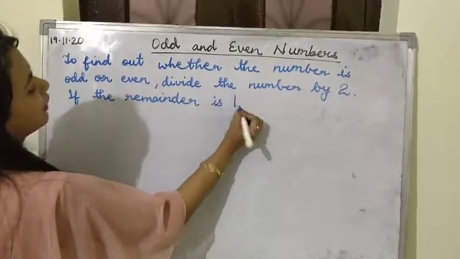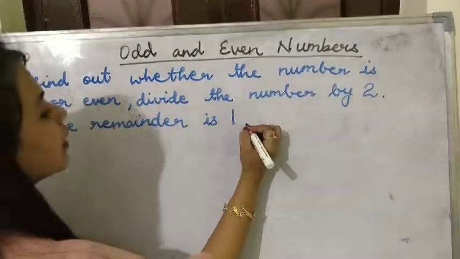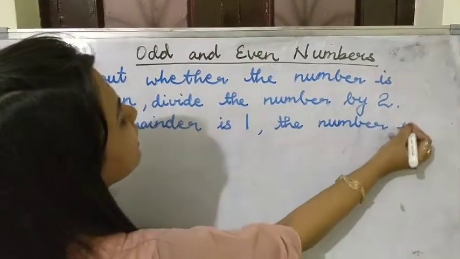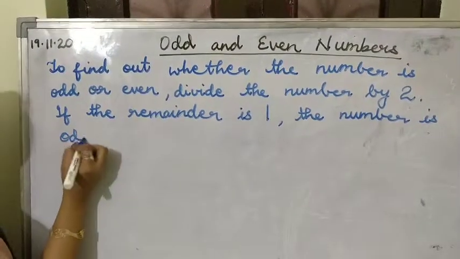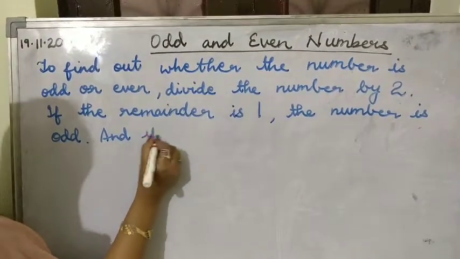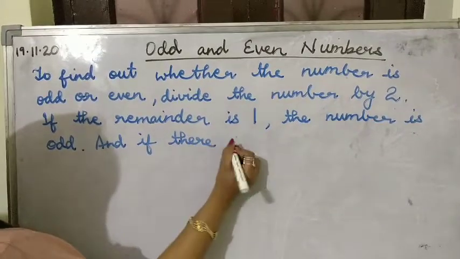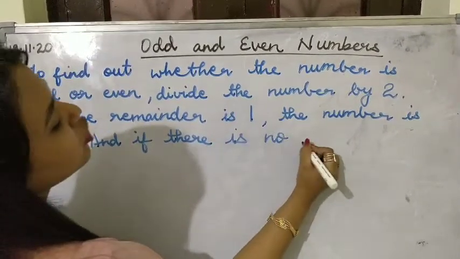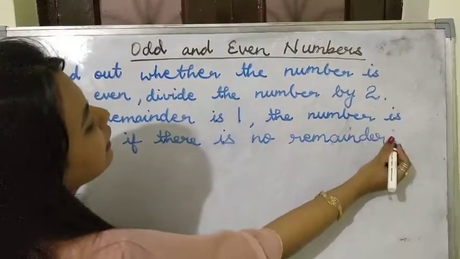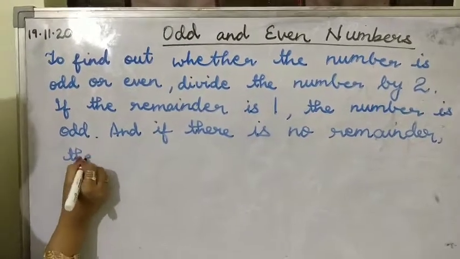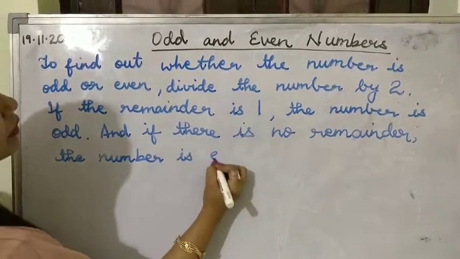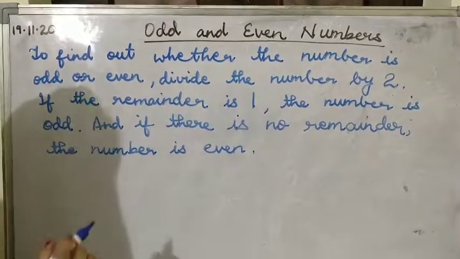is 1, the number is odd, right? And if there is no remainder, or 0 is the remainder, the number is, what boys? The number is even.